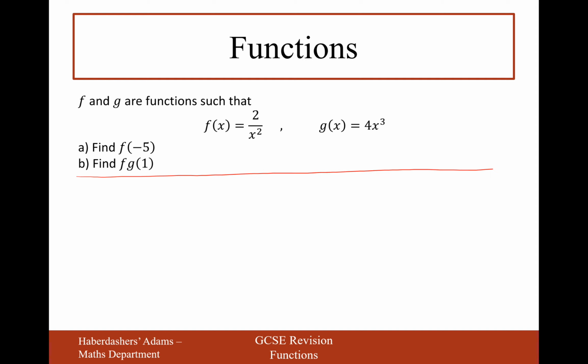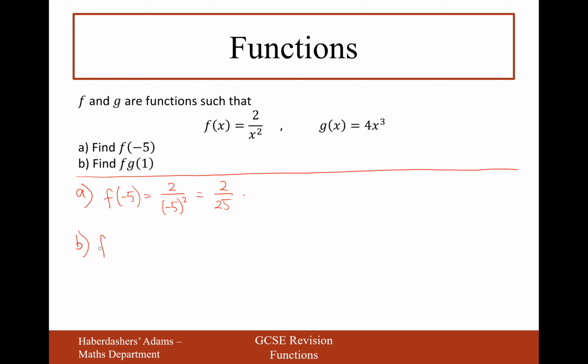Okay, so in this question I'm putting minus 5 into the f function to get the ball rolling. So f of minus 5 equals 2 over (minus 5) all squared. Remember, minus 5 squared is 25, so it's 2 over 25. And I'd leave my answer there, I think.